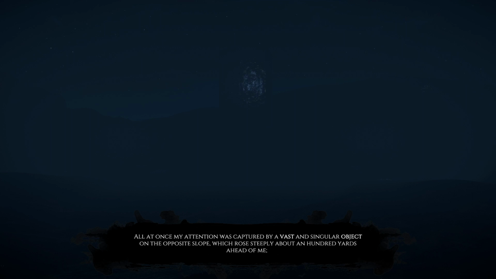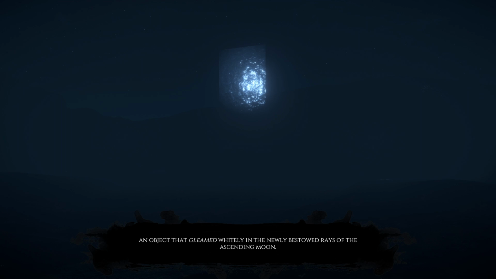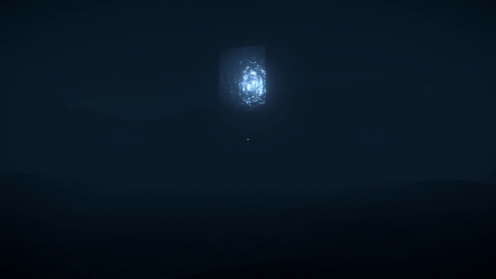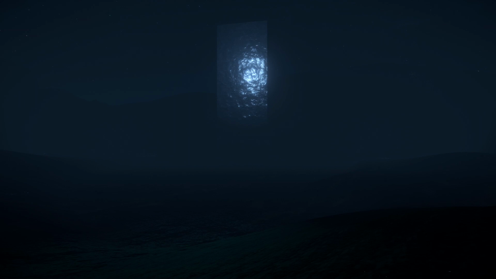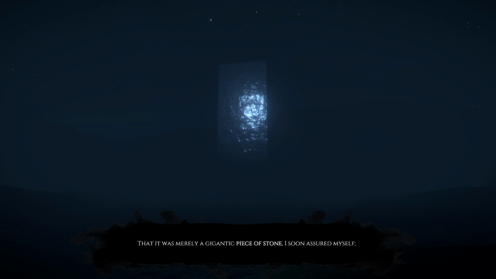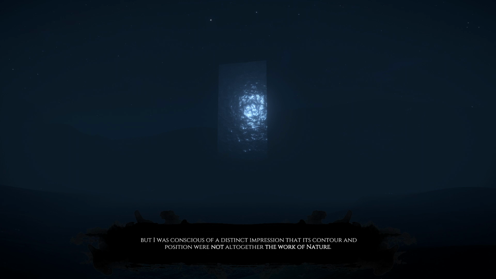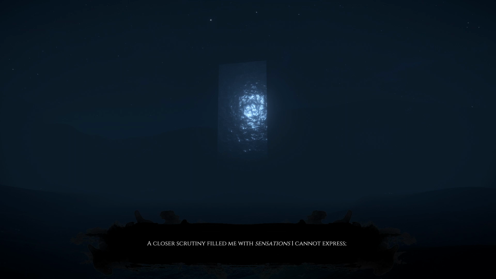All at once, my attention was captured by a vast and singular object on the opposite slope, which rose steeply about 100 yards ahead of me, an object that gleamed whitely in the newly bestowed rays of the ascending moon. That it was merely a gigantic piece of stone, I soon assured myself. But I was conscious of a distinct impression that its contour and position were not altogether the work of nature. A closer scrutiny filled me with sensations I cannot express.